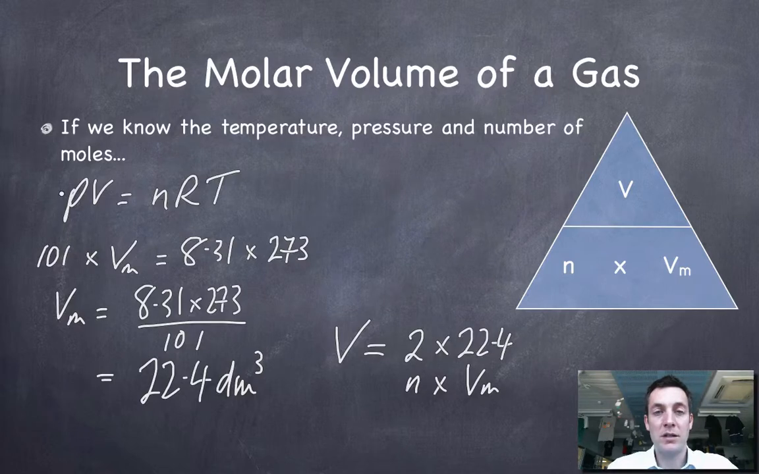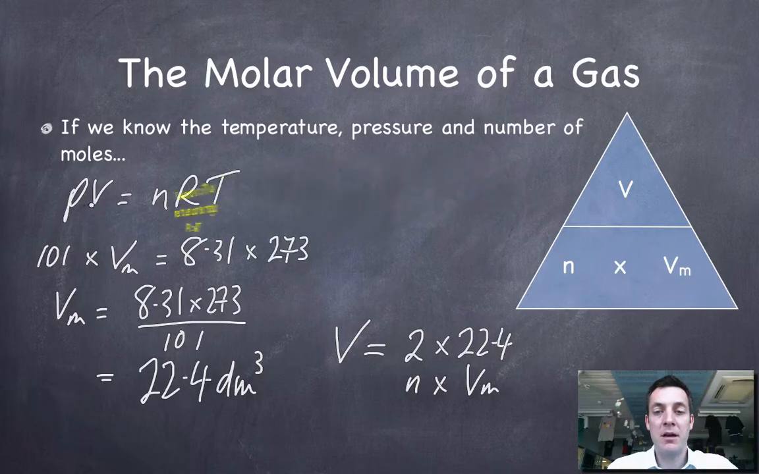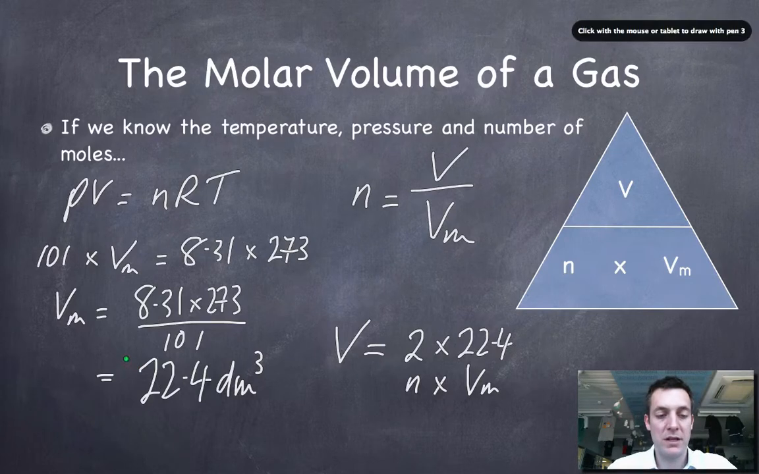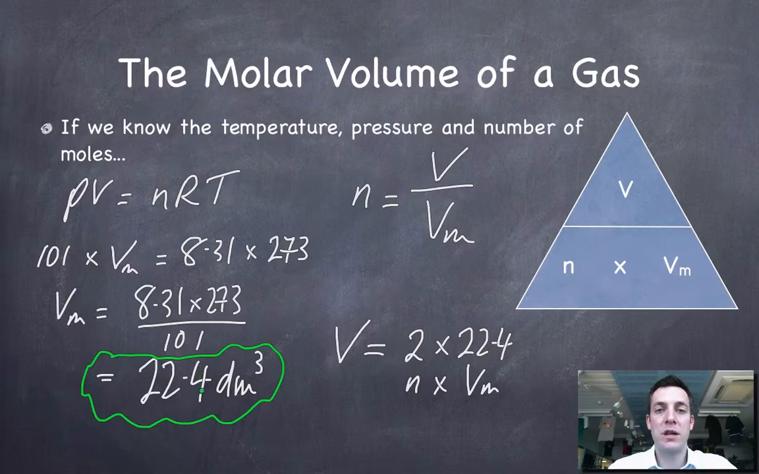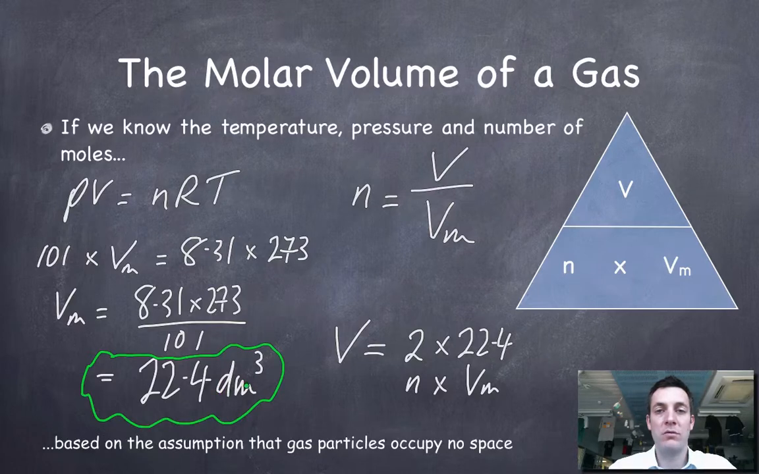Okay? If you're not at standard temperature and pressure, you might just rearrange this to find V. But you could also use this triangle to find the number of moles. So if I'm told the volume, the number of moles is equal to the volume I'm told divided by the molar volume at that particular temperature and pressure, which will often be standard temperature and pressure, in which case we can use this figure here, 22.4 dm cubed. That is the number of dm cubed that each mole of any gas occupies at standard temperature and pressure. Okay, and it's called the molar volume.